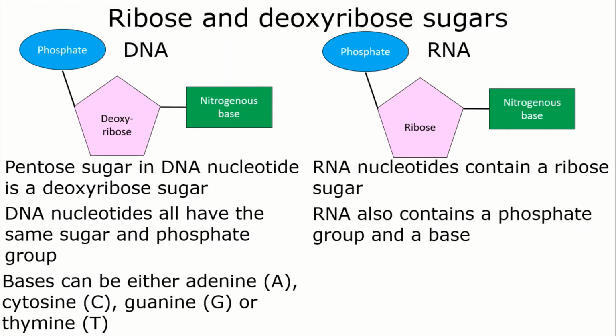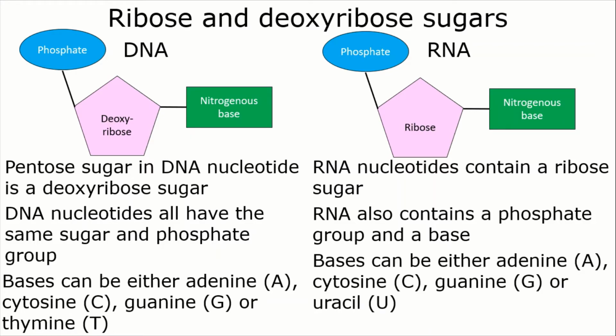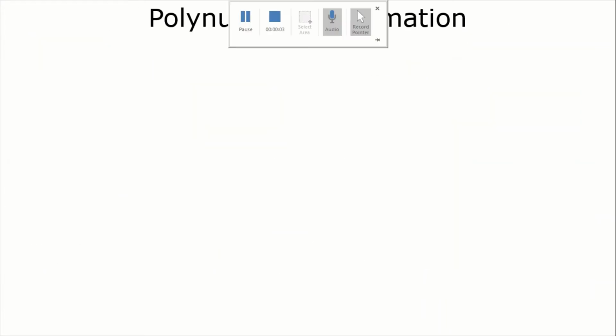And RNAs, as well as their sugar, also contain a phosphate group and a nitrogenous base, but the bases in RNA are known as adenine, cytosine, guanine, and uracil. So they've got the same bases as DNA, however the thymine that we'd find in DNA is replaced in RNA with the base uracil.